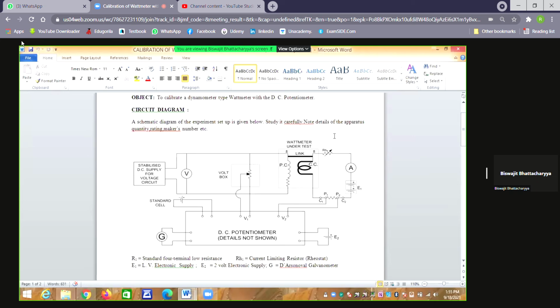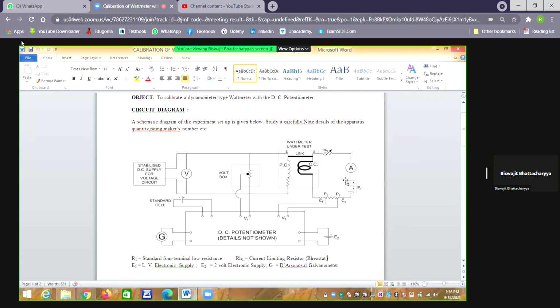Again for 40 watt, we change the rheostat, bring it to 40 watt. Then with link and without link, we measure V1 and V2 and find out the error. Again we change the rheostat and set the wattmeter to show 60 watt: 20, 40, 60 this way. And again with link and without link. This way up to 100 watt, every reading will be with link and without link.